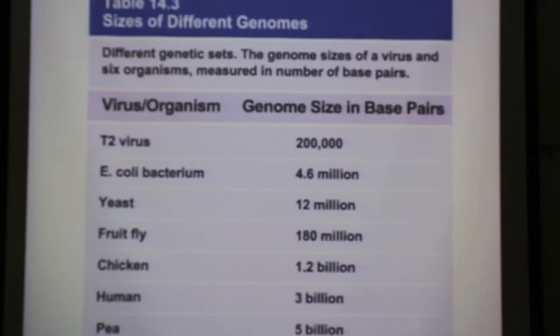Just to show you how many different base pairs there are, genome size and base pairs of different things. Here's a human, for example. We have about 3 billion base pairs with 20 to 30,000 genes, and a chicken and a fruit fly and so forth. Notice that humans are up here pretty high, but not necessarily is there a link between how many base pairs you have and how complex the organism is, because you notice a pea plant down here has 5 billion. So we'll stop there with that.